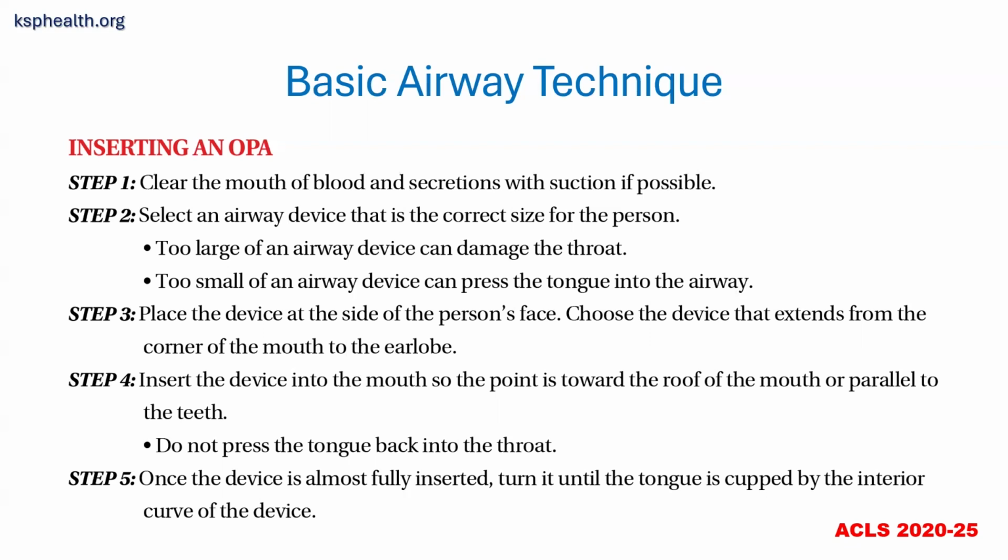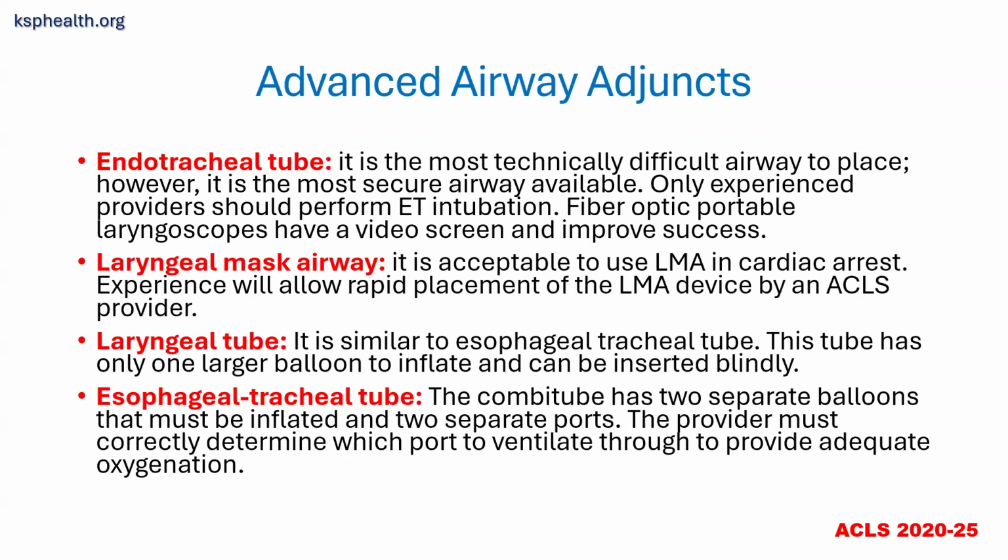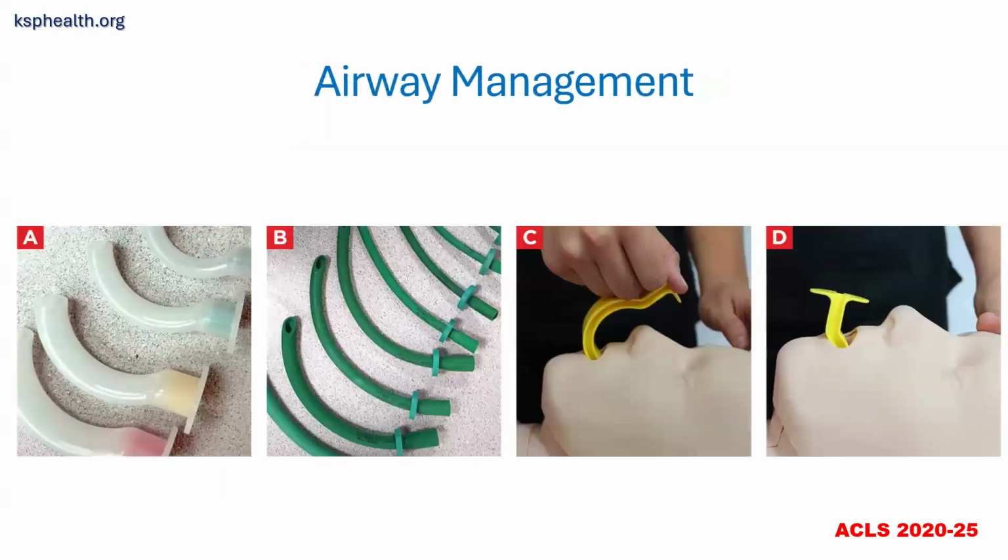Insert the device into the mouth so the tip is toward the roof of the mouth or parallel to the teeth. Do not press the tongue back into the throat. Once the device is almost fully inserted, turn it until the tongue is cupped by the interior curve of the device. I'm going to show you here. Insert, the tip is towards the roof of the mouth. When it reaches all the way, then flip it so that this cup portion kind of falls on the tongue.